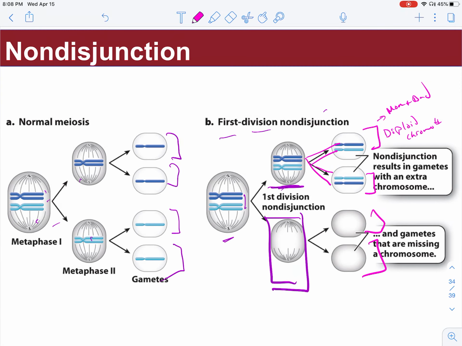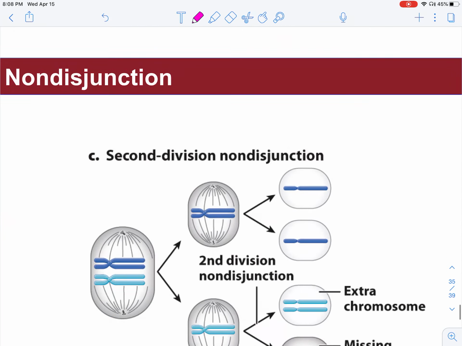So this is bad. We'll see. This kind of kills the most cells for most chromosomes. There are only a handful of chromosomes that can tolerate non-disjunction events.